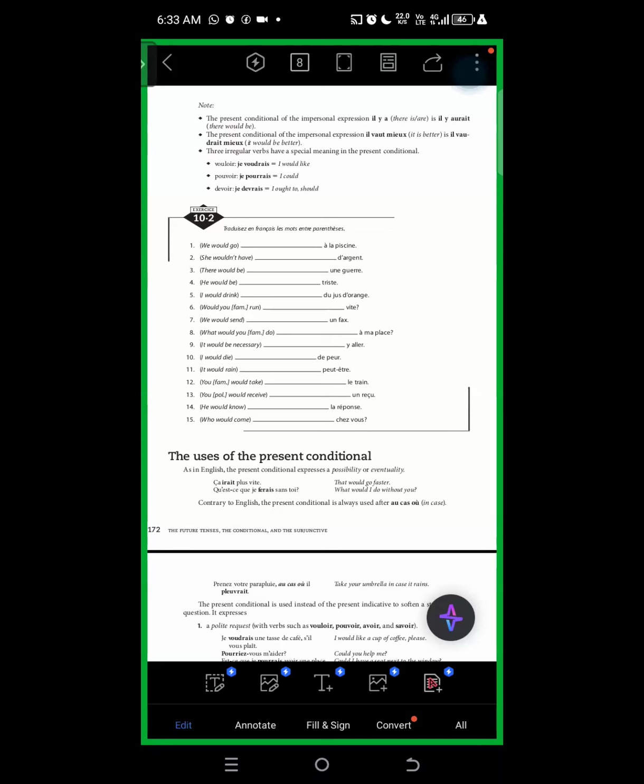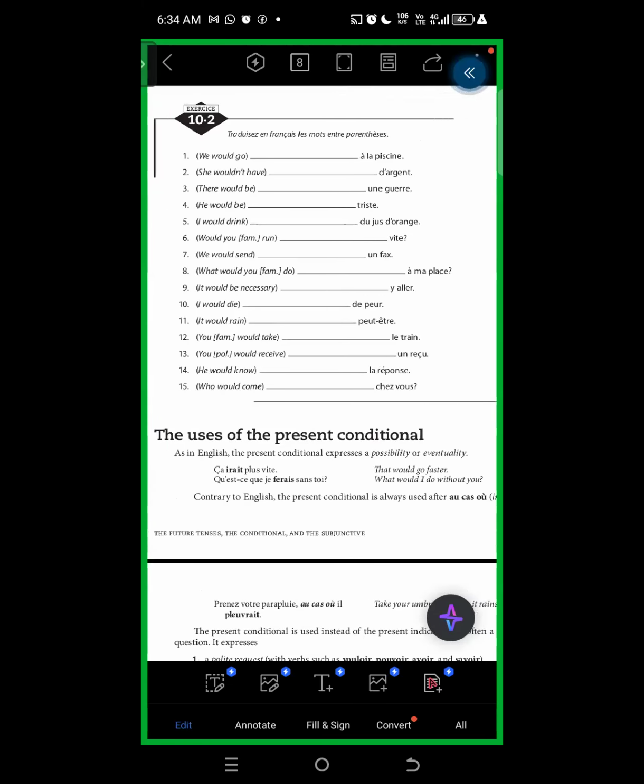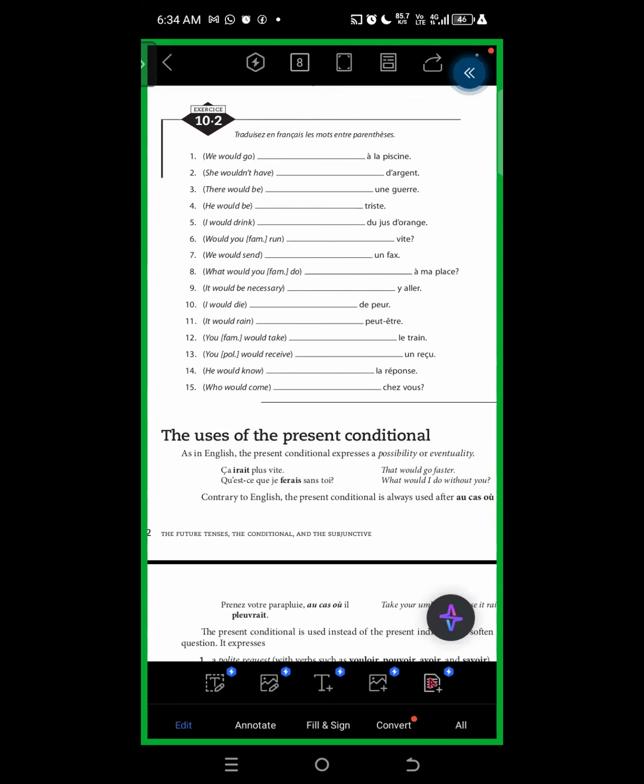Now let's go. I love the exercise part because that's where you get to master the main thing. We would go. Be careful, the verb is to go. That's the key thing there. J'irai. So there's no je there. Yeah, j'irai à la piscine. Like to go to the swimming pool.